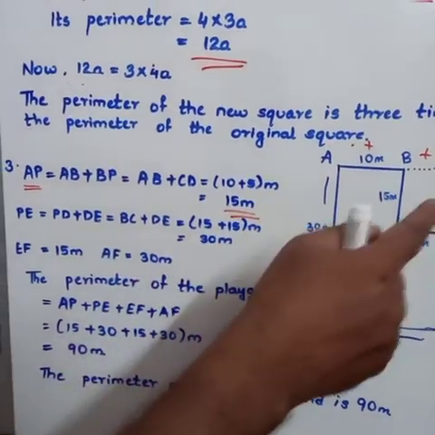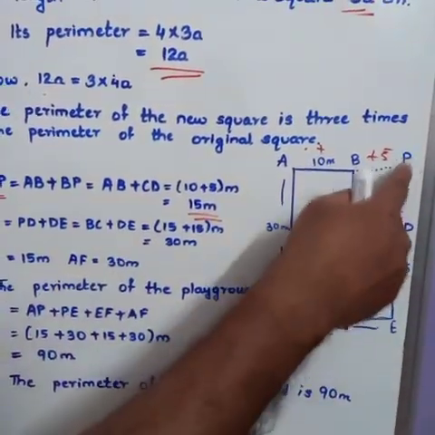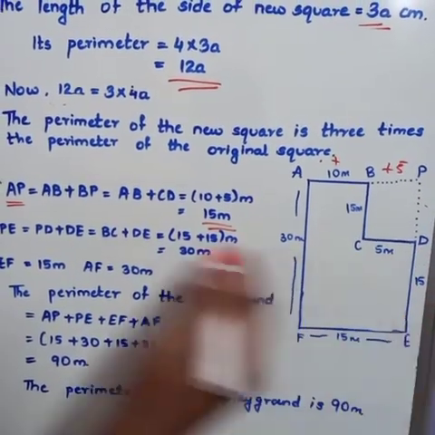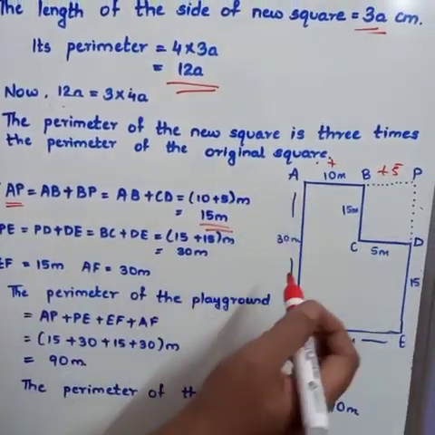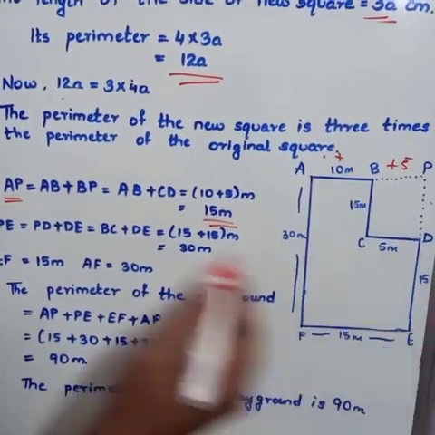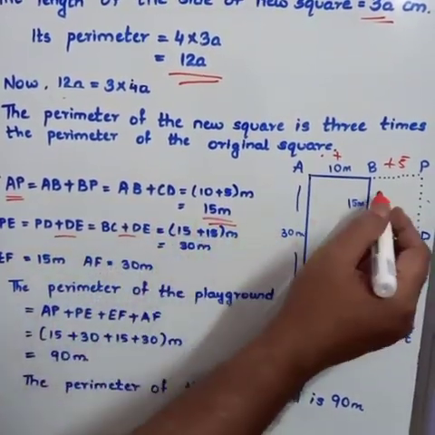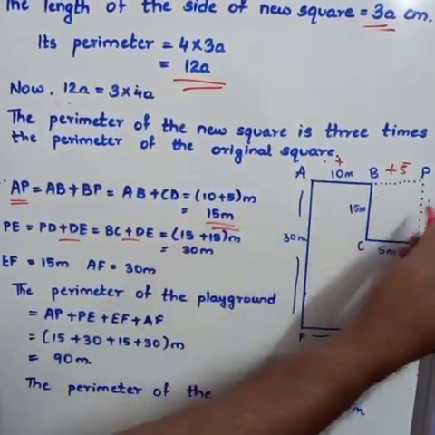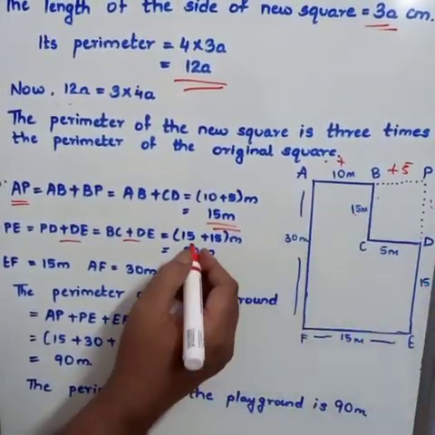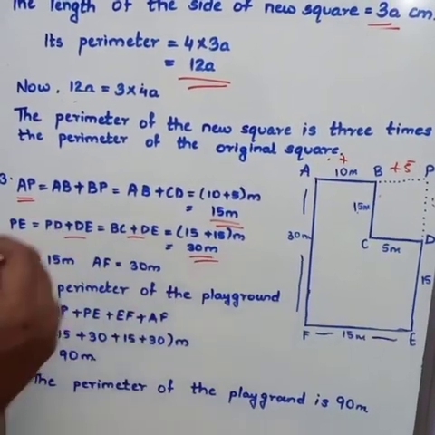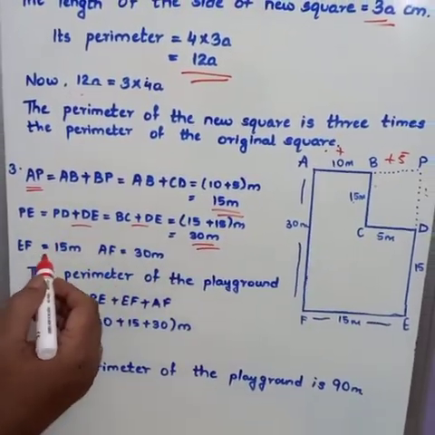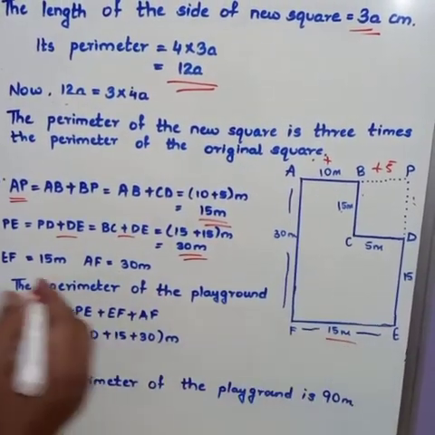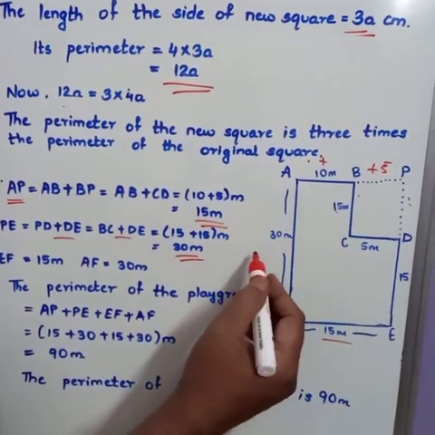Now let's find PE. What is PE? PD plus DE is equal to BC plus DE. Both are the same, this distance and this distance. So that is 15, this 15 and this 15. 15 plus 15 comes up to 30 meter. So we got EF is equal to 15. EF is 15 and AF is 30.